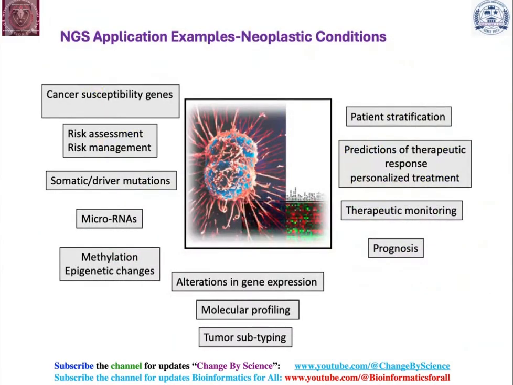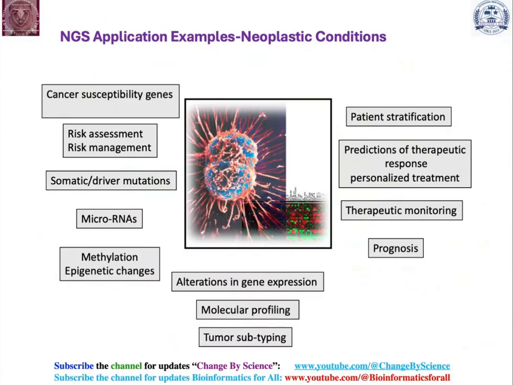Now, what are the most notable applications? For example, cancer susceptibility genes, prediction or possible risk assessment and management. Somatic and driver mutations are easily predicted. MicroRNAs are also predicted. For somatic and driver mutations, you can look for a number of research papers published in the New England Journal of Medicine and also in Nature Genetics, which have clearly given the fundamental basis for predicting the somatic and driver mutations.